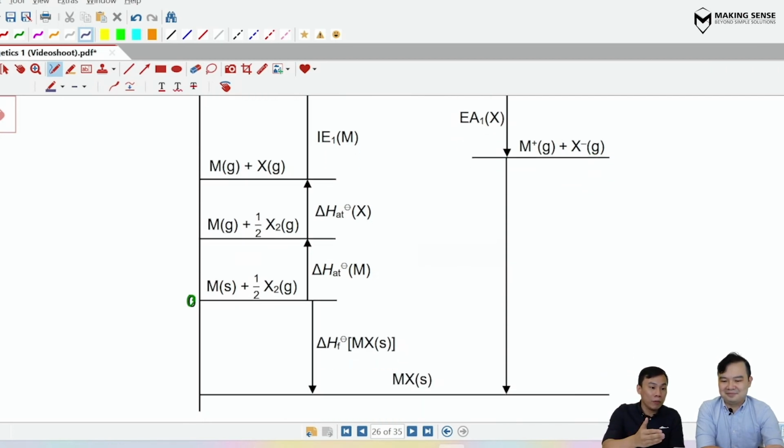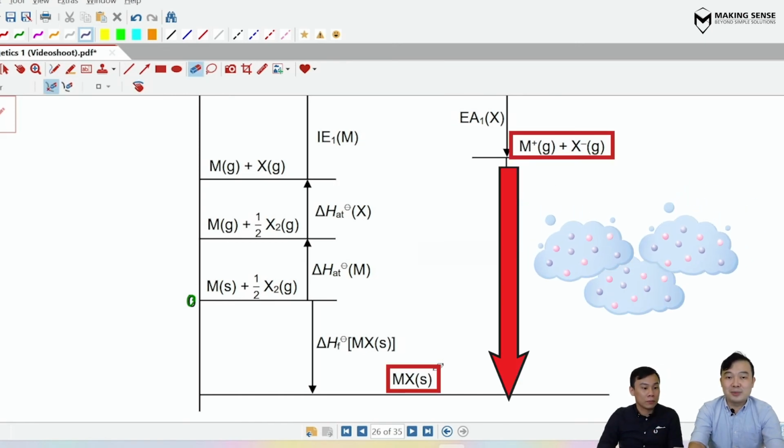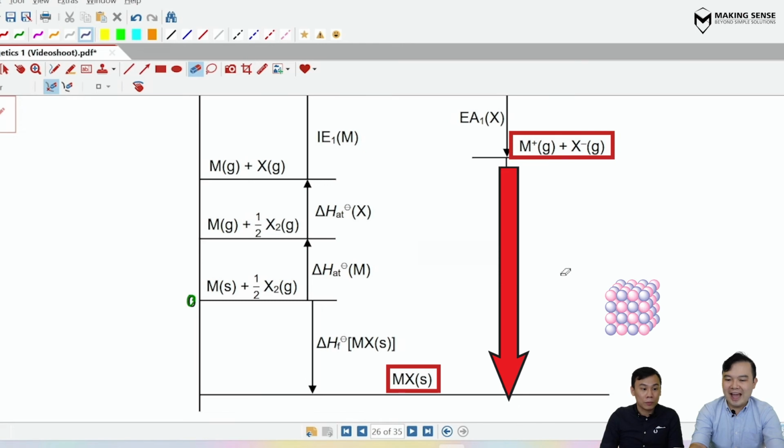So now what you are left with is the gaseous ions. So what's the last arrow, Mr. Leong? It's going to be called lattice energy, right? So that is going to be the L of the FAIL.